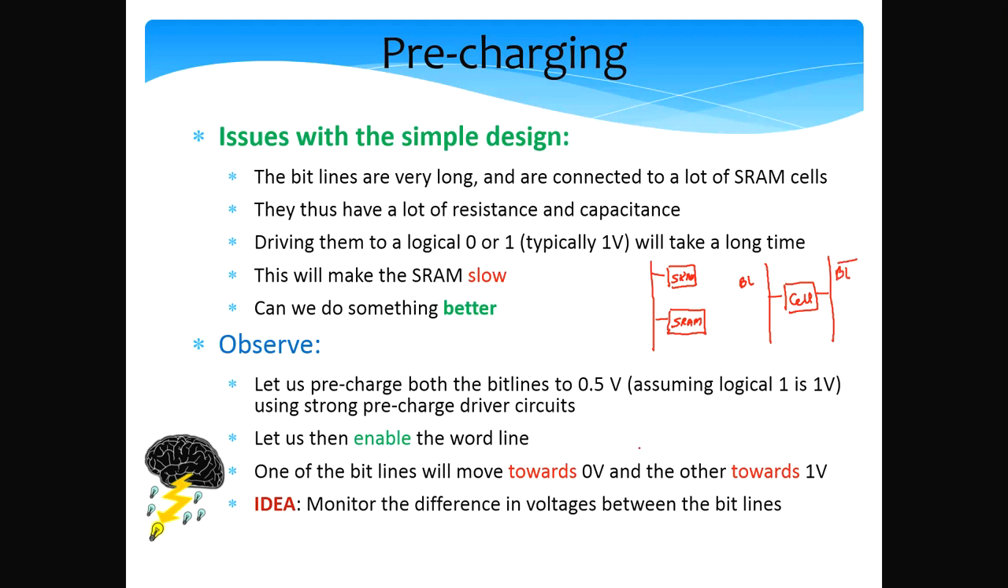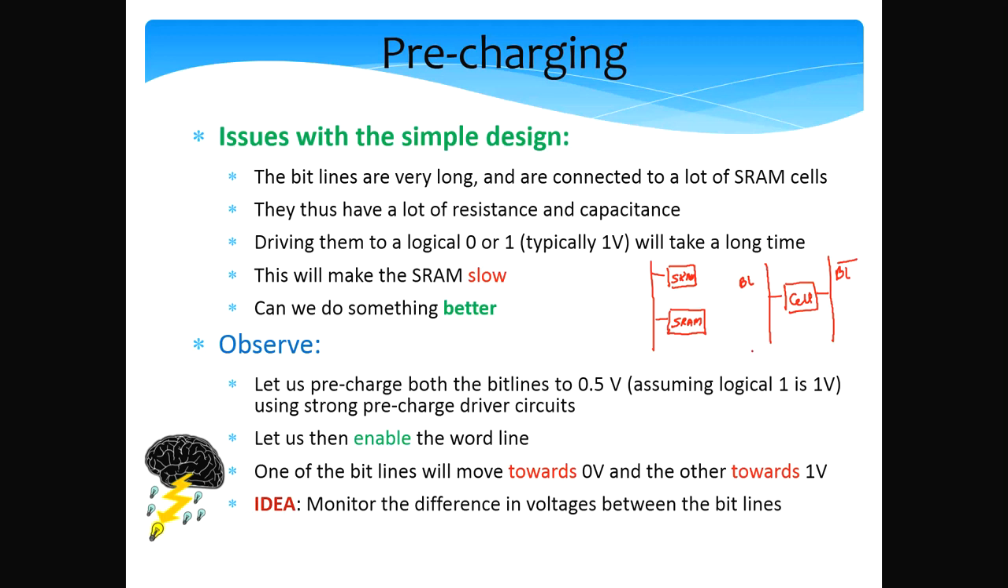So, it takes a long time to charge both of these bit lines to either 0 or 1. So let's do one thing. Let us pre-charge both the bit lines to, let's say, 0.5 volts, where the assumption is that a logical 1 is 1 volt, using very, very strong pre-charge driver circuits. So what we do is that before we begin reading, mind you, reading is slow, writing is not slow.